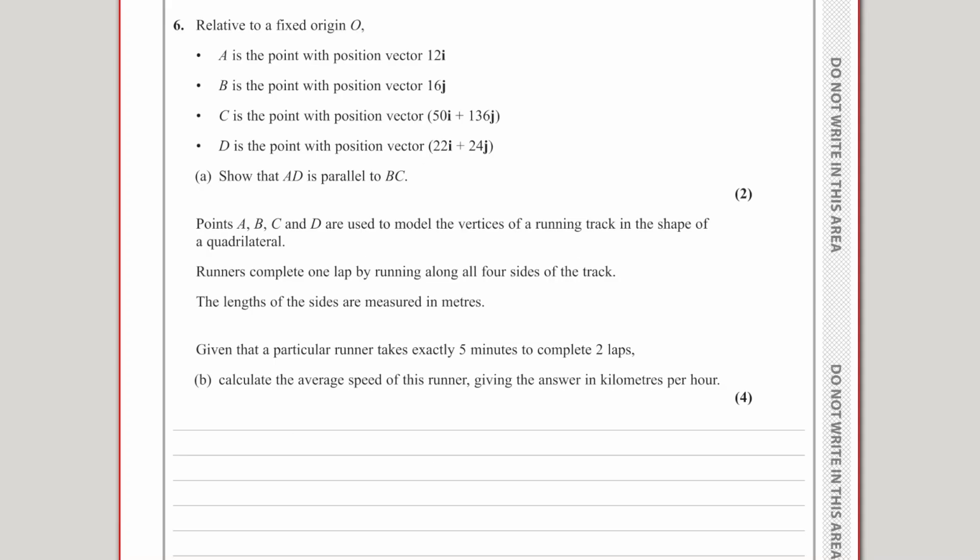Relative to a fixed origin O, A is the point with position vector 12i, B is the point with position vector 16j, C is the point with position vector 50i plus 136j, and D is the point with position vector 22i plus 24j. Show that AD is parallel to BC. So let's go from A to D, which is D take away A. So it's 22, 24, take away 12, 0, which is 10, 24, or 10i plus 24j.